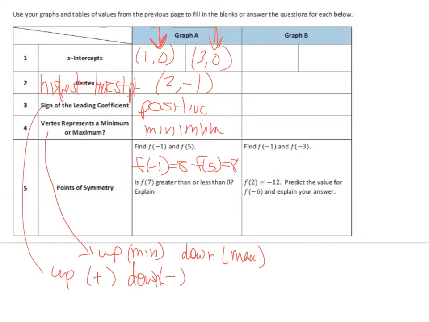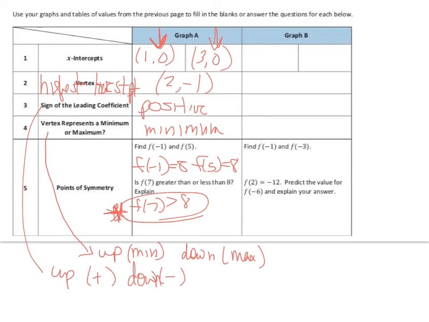Is f of 7 greater than or less than 8? So f of 7, if you look at your graph, is greater than 8. So since f of 5 is 8, and the graph is increasing on that side of the vertex, all values beyond 5 will be greater than f of 5. We're going to look at this one later. Okay, so star this one. We're going to get to another question in our classwork that'll deal with that.